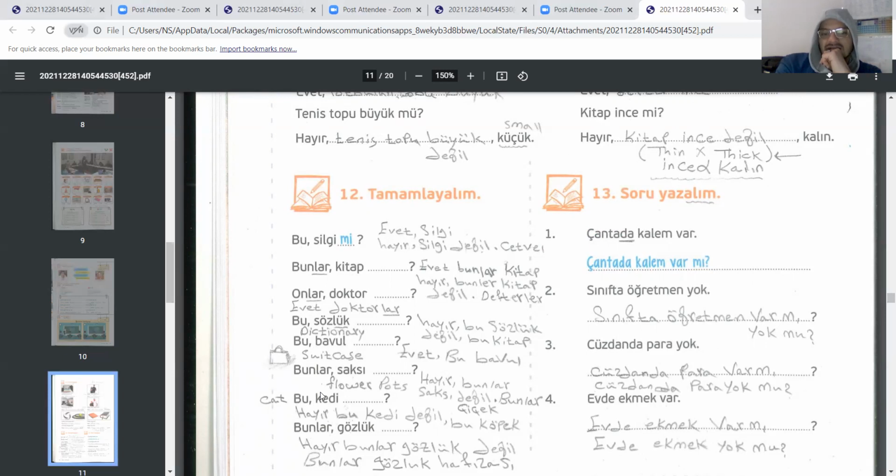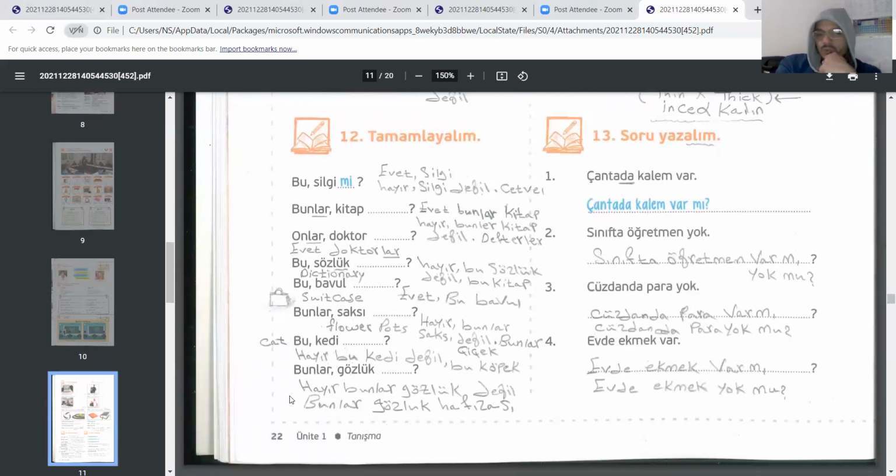Bunlar saksı, flower pots. Hayır, bunlar saksı değil. Bunlar çiçek. Bu kedi, hayır bu kedi değil. Bu köpek, or we can say köpek, that means dog. Or we can say, evet bu kedi. Bunlar gözlük. Here, let me finish these few words and after that mention another thing to you. Hayır, bunlar gözlük değil. Bunlar gözlük kılıfı. This is the cover of the glasses.